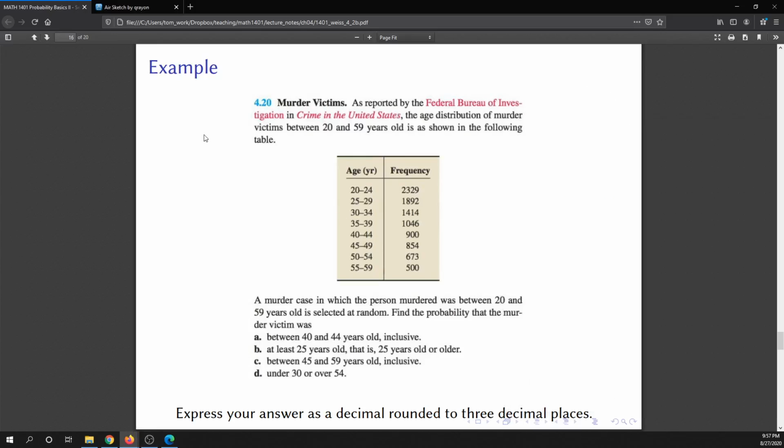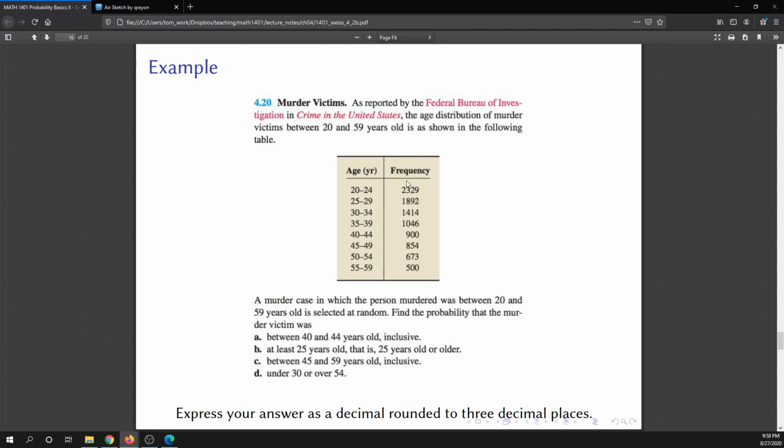All right, in this video, we're going to work the following problem from our book, 4.20. It says, as reported by the Federal Bureau of Investigation in Crime in the United States, the age distribution of murder victims between 20 and 59 years old is as shown in the following table. A murder case in which the person murdered was between 20 and 59 years old is selected at random. Find the probability that the murder victim was A, between 40 and 44 years old, inclusive; B, at least 25 years old, that is 25 years old or older; and C, between 45 and 59 years old, inclusive; and D, under 30 or over 54.